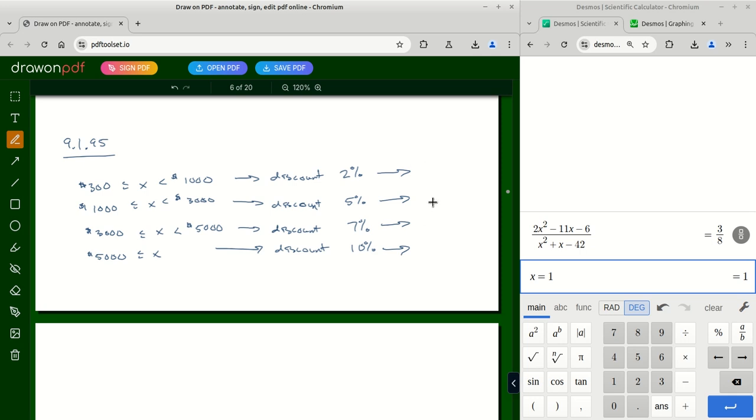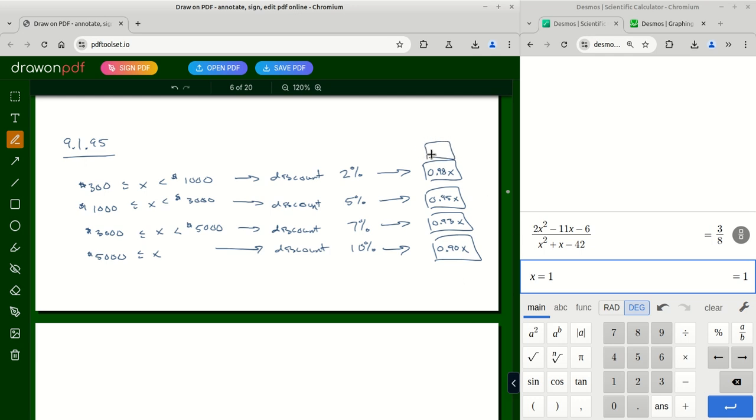And at first, in part A, they have a lot of boxes for what kind of formula you're going to be using for each one of these discounts. So if there's a 2% discount, that means that 98% is left over. Therefore, your function would be 0.98x. 5% discount, 95 is left over. A 7% discount, 93 is left over. A 10% discount, 90 is left over. 0.9 times x. This is your part A answer.